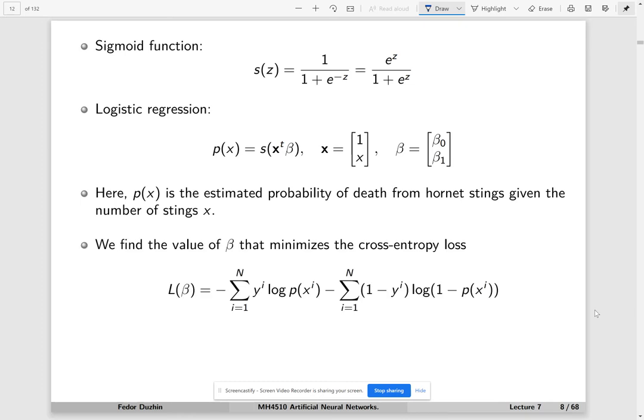So then the value of beta is the one that minimizes the cross entropy loss function, right? So this is the cross entropy loss function. This p, you can also denote it as y_i hat. y_i hat is the estimated probability of death from hornet stings, right? And this cross entropy loss function comes from maximizing a likelihood of observing the given beta given the vector x.